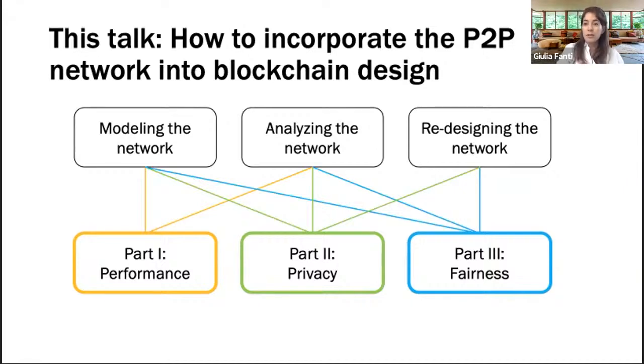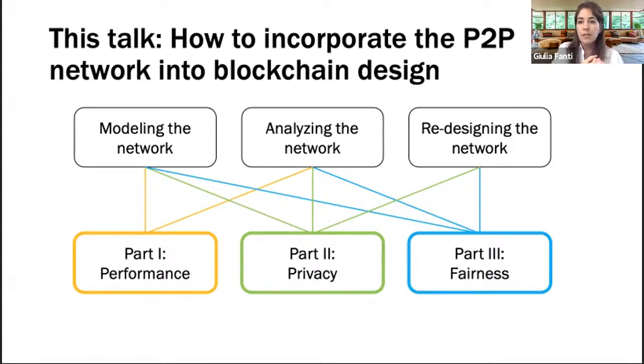So in particular, I'm going to focus on three separate sections of this talk. The first will focus on performance, and this goes hand in hand with security because you don't want one without the other. Second part will focus on privacy, and the third part will focus on fairness. We'll very briefly touch on this.